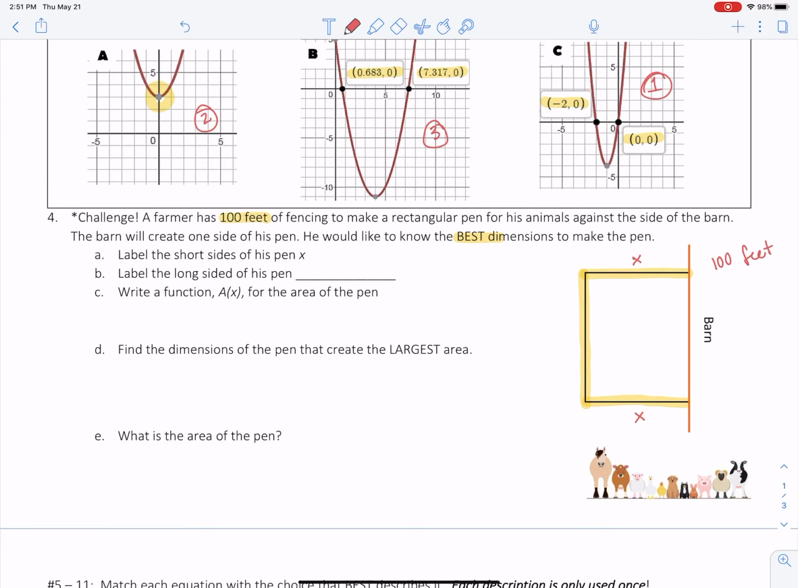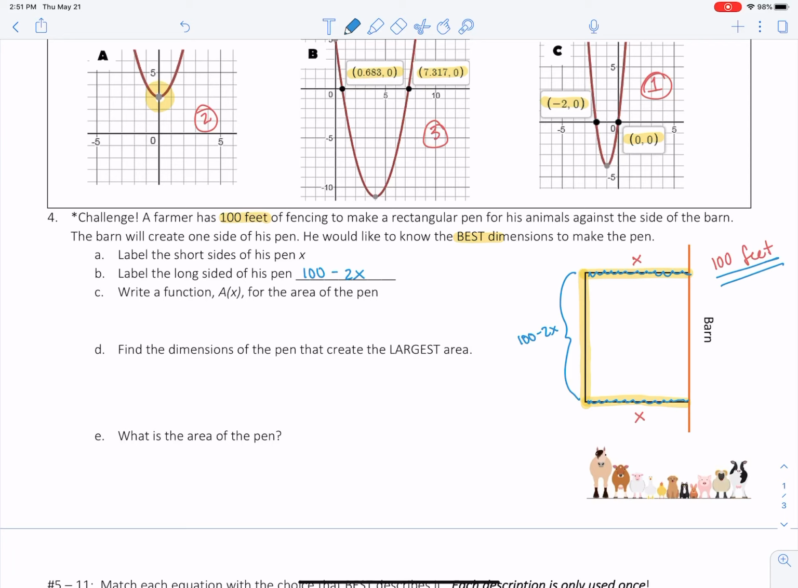Now, for this long side of his pen, this side right here is kind of interesting, because if we take up this short side, and we also take this short side, but we only have 100 feet to make this, we would end up having 100 minus 2x. So whatever the length is of this guy, it's going to be 100 minus 2x.